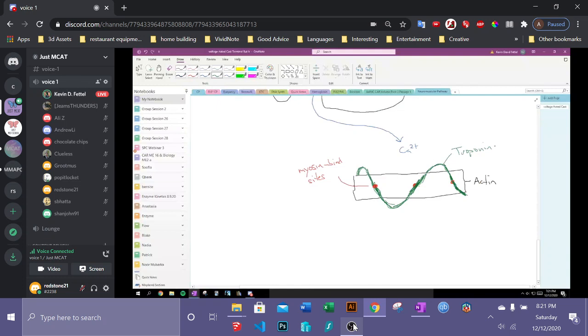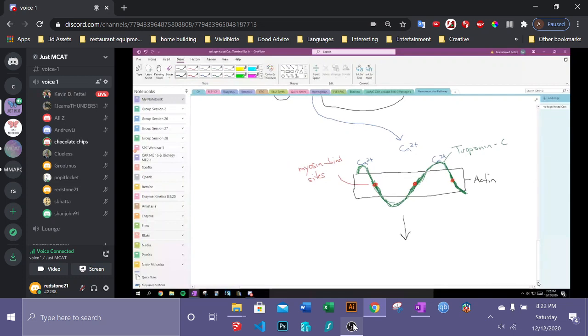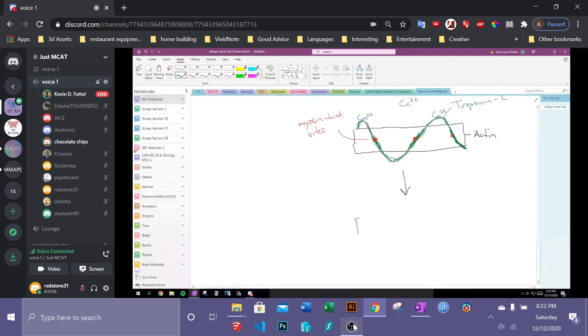And specifically, calcium binds to a subunit of troponin called troponin C. C for calcium. Okay, cool. So when this calcium, the Ca2+, binds, let me draw this differently. When this calcium binds to troponin C, what happens, you guys? You guys know this already. What happens? Removes a binding site so myosin can bind.